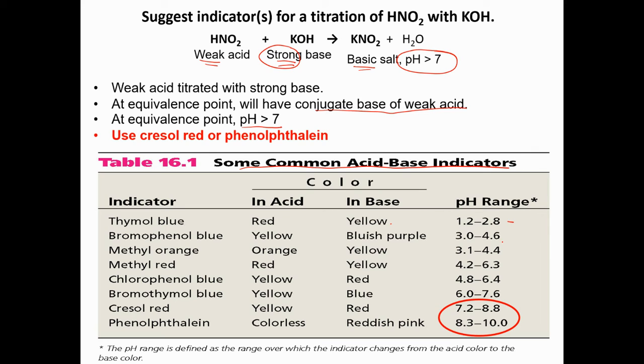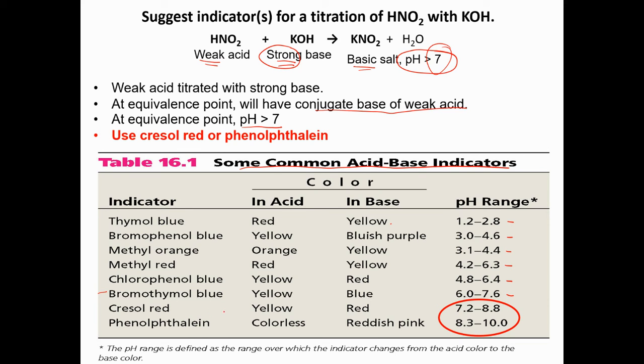For bromophenol blue, same thing: 4.4, 6.3, 6.4. Now we look at this one, bromothymol blue, 7.6. However, our pH at the equivalence point is more than 7, so it can be 7.9, 7.8. That means it will change to blue color and we don't know whether it has reached the equivalence point or not, because it will no longer change color after 7.6.